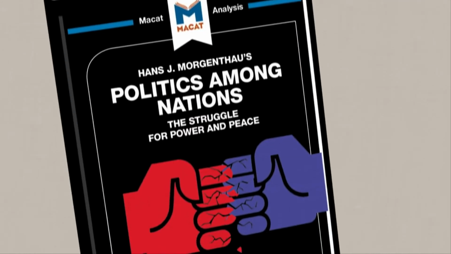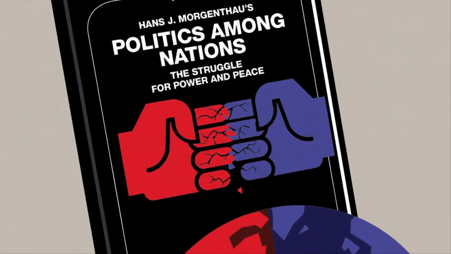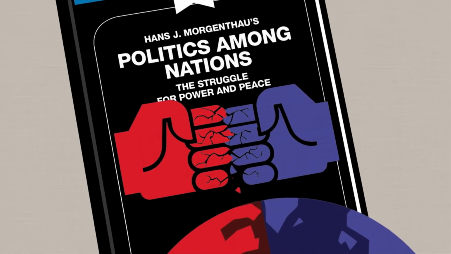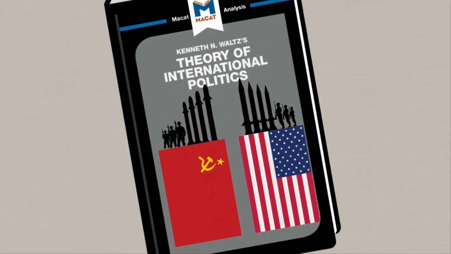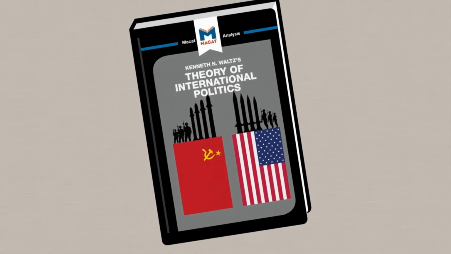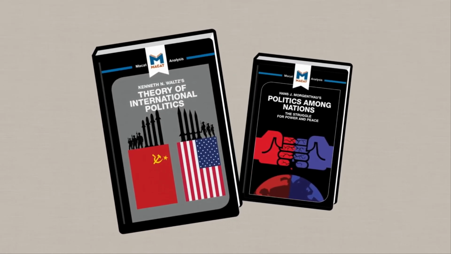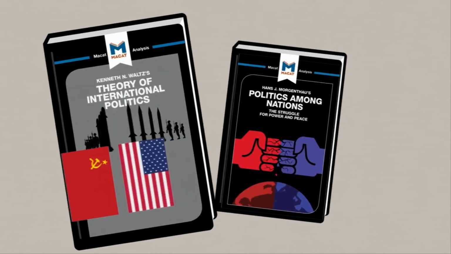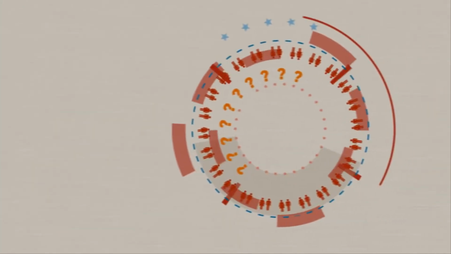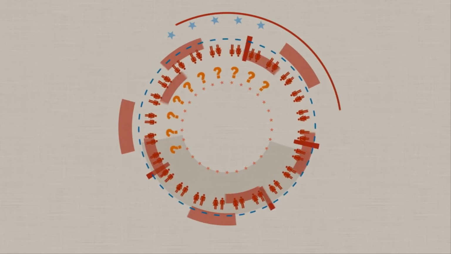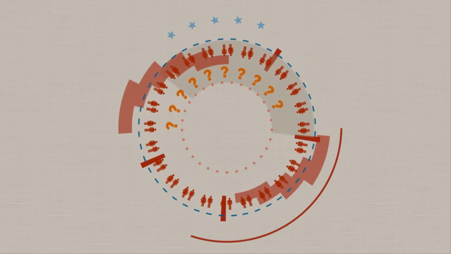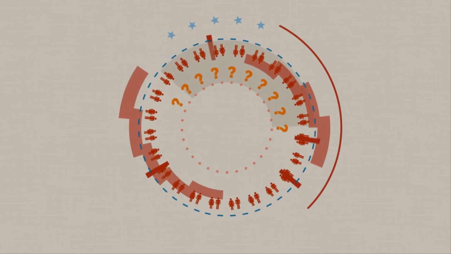You'll find path-breaking theoretical analyses in the McCat Library. Politics Among Nations and the Theory of International Politics invented the study of international relations in the 20th century. Scholars of international relations are interested in understanding the fundamental forces that shape international politics. They attempt to be scientists in the tradition of Thucydides, trying to develop predictive theories based on real evidence.